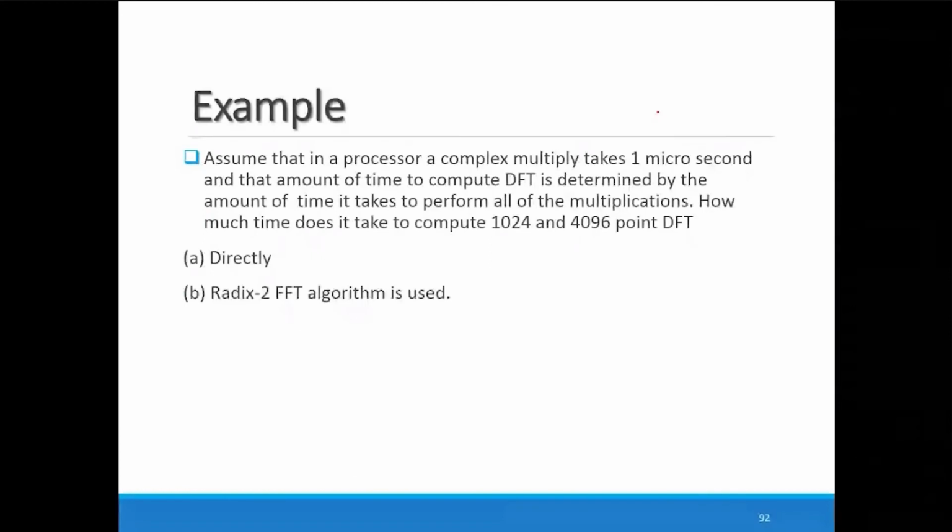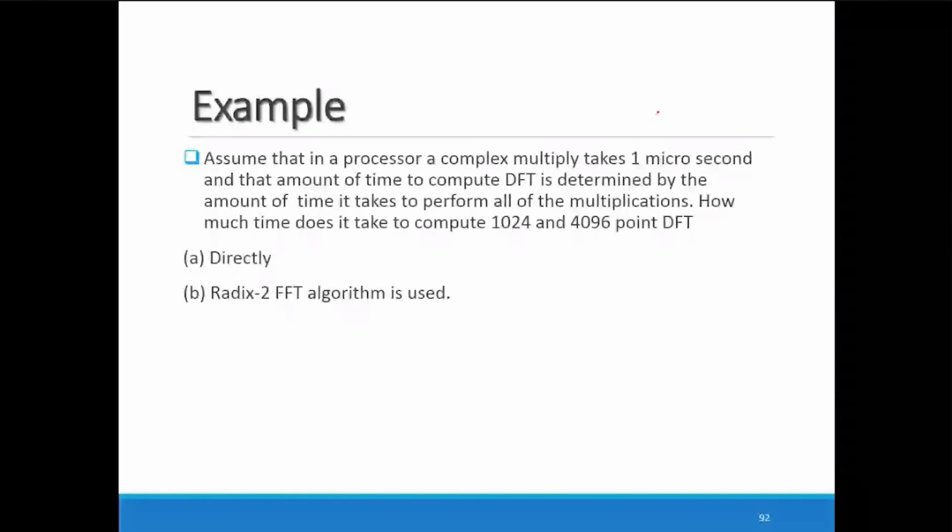Assume that in a processor, a complex multiplier takes 1 microsecond, and that the amount of time to compute DFT is determined by the amount of time it takes to perform all of the multiplications. How much time does it take to compute 1024 and 4096 point DFT? So here one simple example is given. If we are taking one processor, it will take 1 microsecond to perform one complex multiplication.